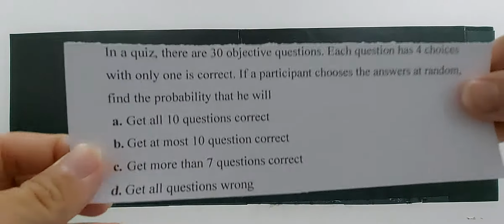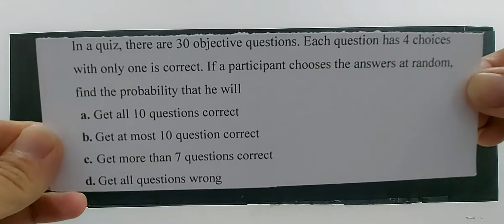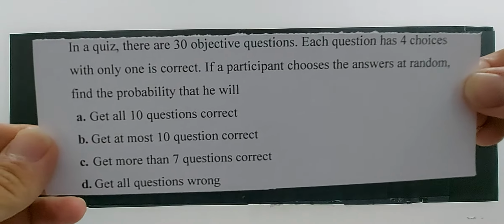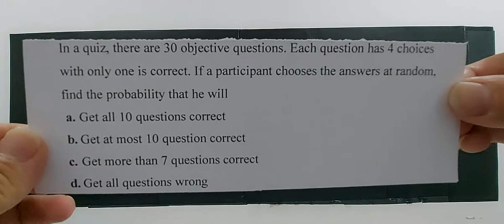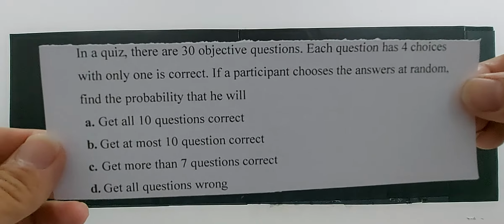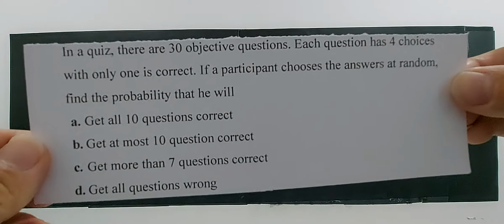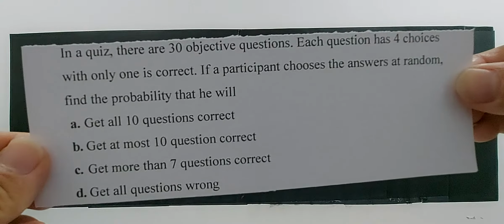Hi. Okay, let's look at this question here. It's a question involving binomial distribution, probability binomial distribution. In a quiz, there are 30 objective questions. Each question has 4 choices.